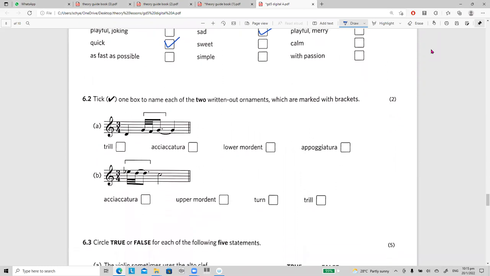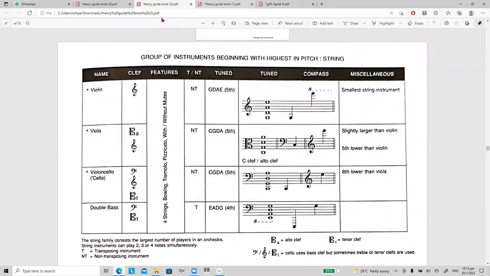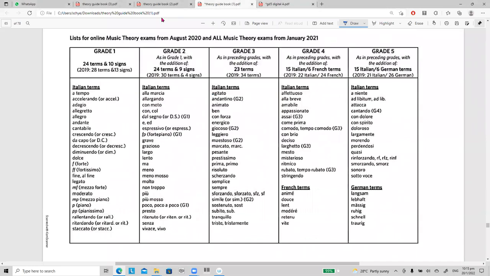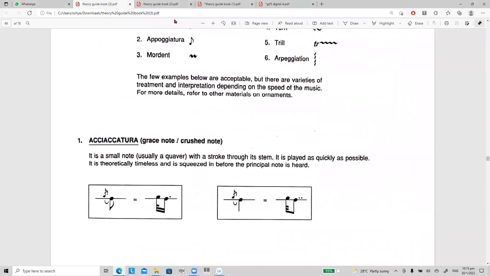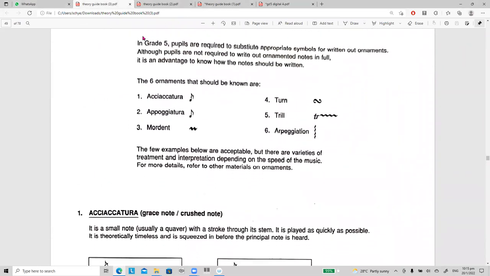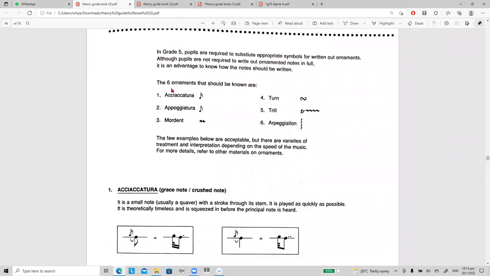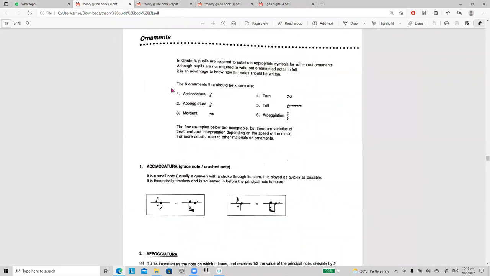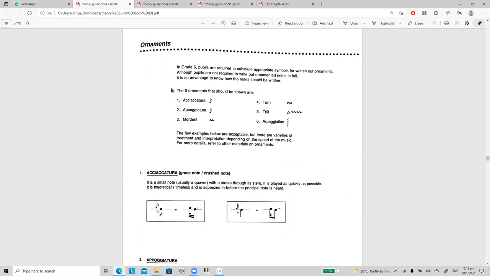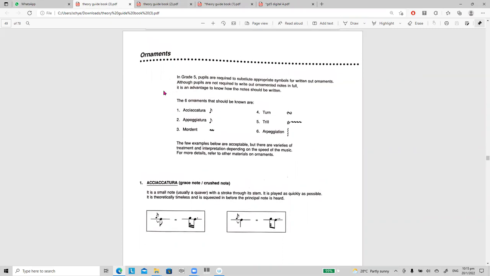For 6.2, you can refer to your workbook. Usually behind the theory workbook, you should be able to see this one. If you want, you can make a screenshot of this. This is all about ornaments. We have the acciaccatura. There are two notes.